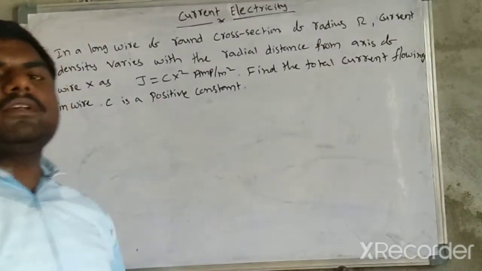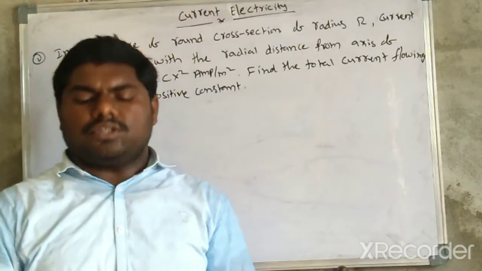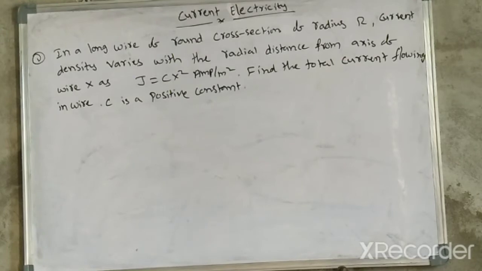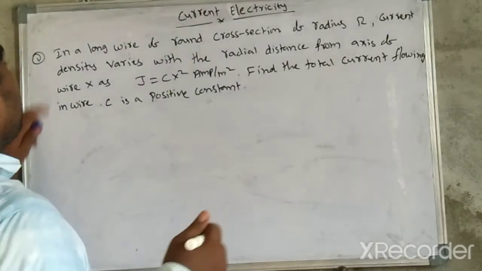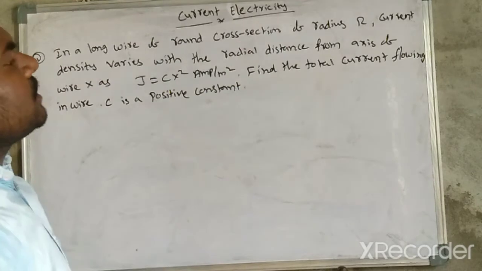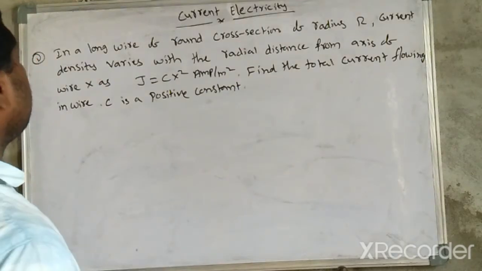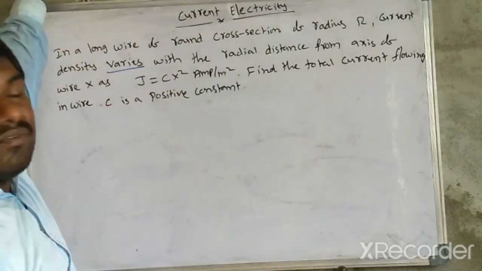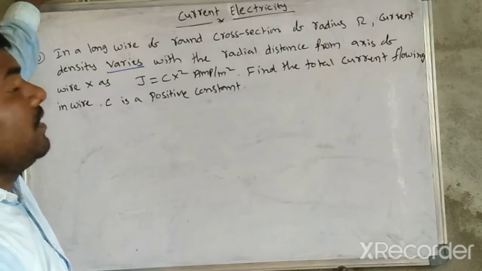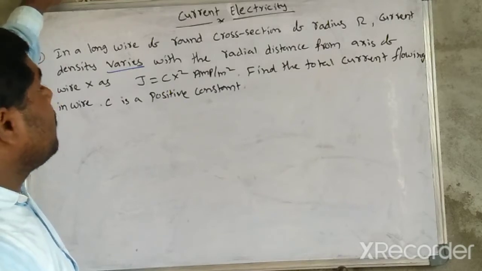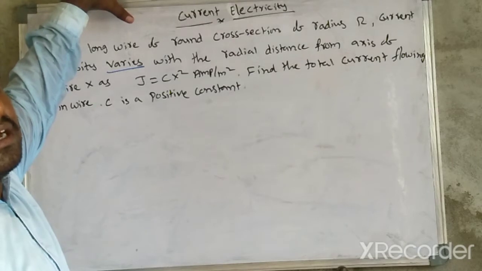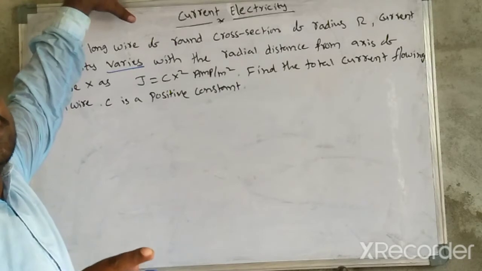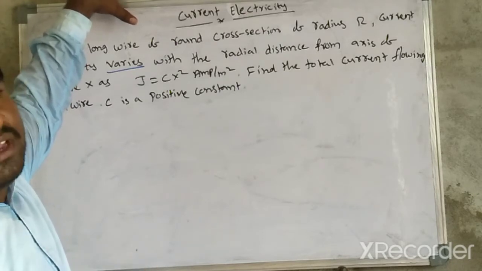Based on the previous module, we are going to discuss numerical problems here. Very first problem: in a long wire of round cross section of radius capital R, current density varies. Varies means it is a variable current density, so don't use j dot ds directly. Here the total current is equal to integral of j bar dot ds bar. That formula you may pick up.